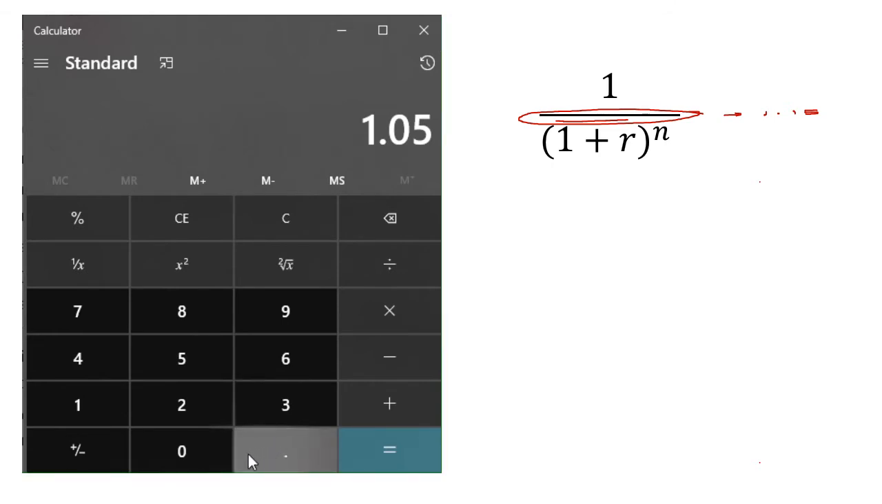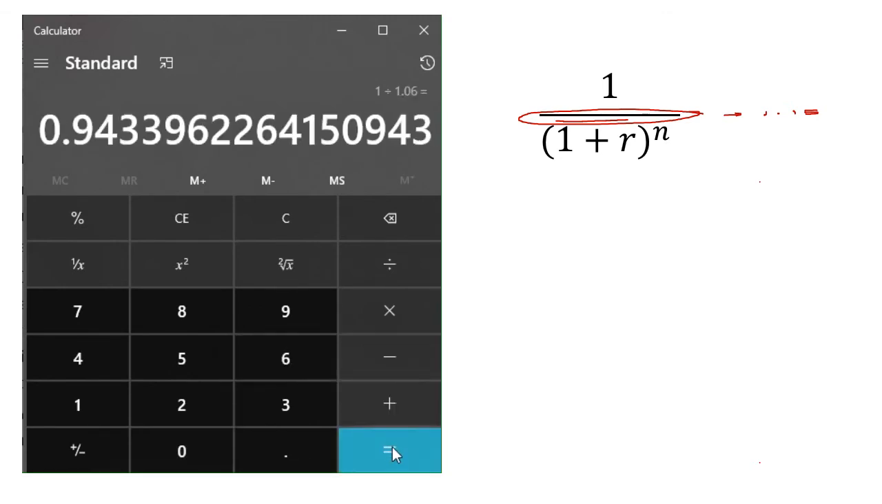Now how will we calculate? The formula says 1 divided by 1 plus r to the power n. Suppose it is for 5 years, and the discounting percentage is 6%. So the calculation will be 1 divided by 1.06.